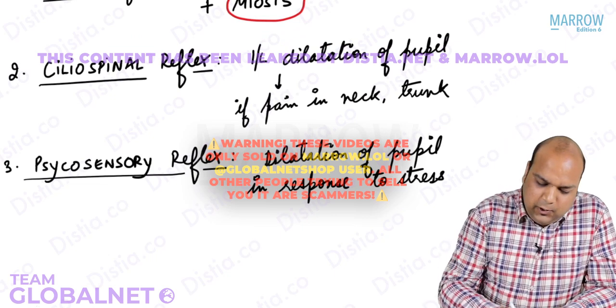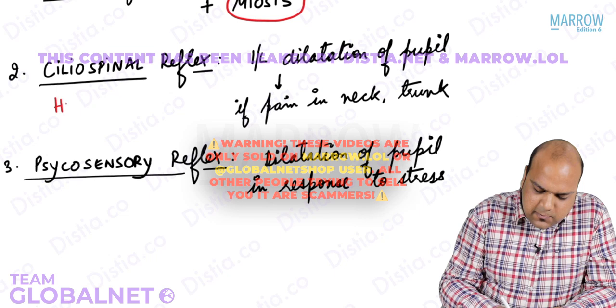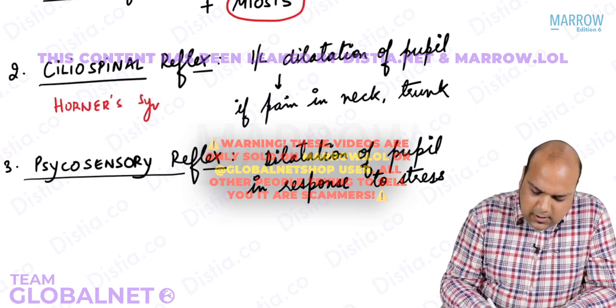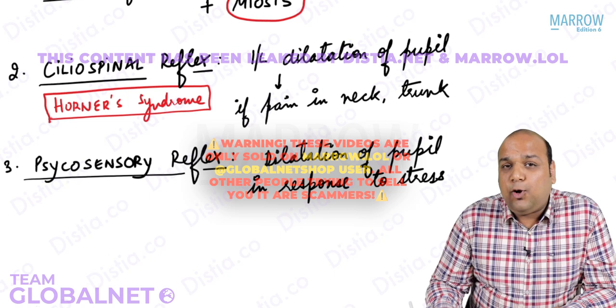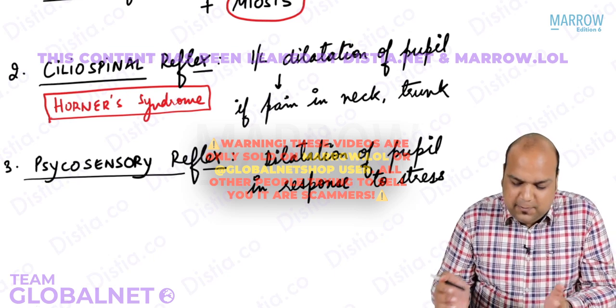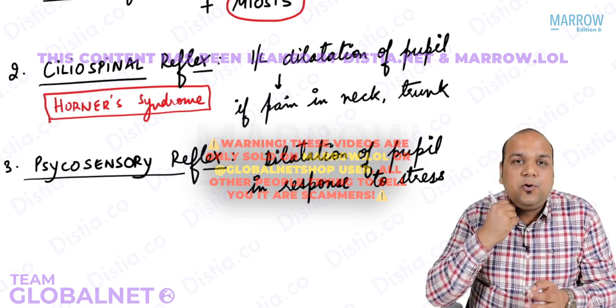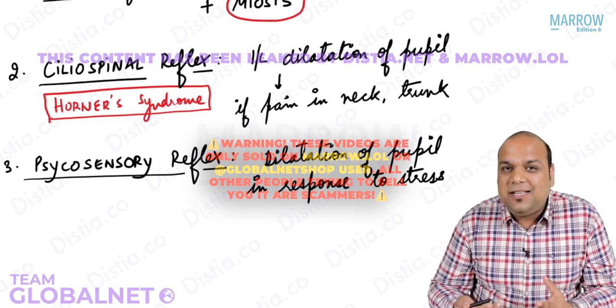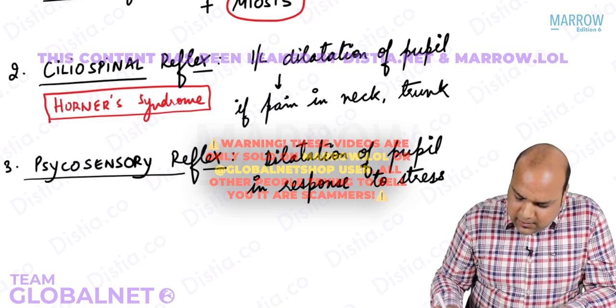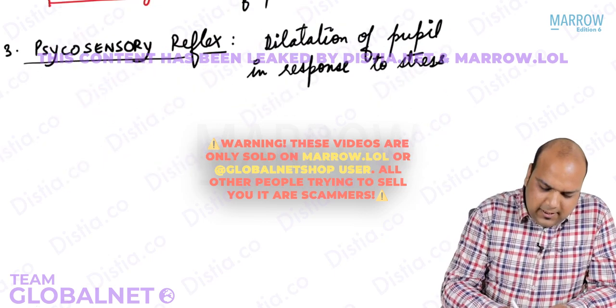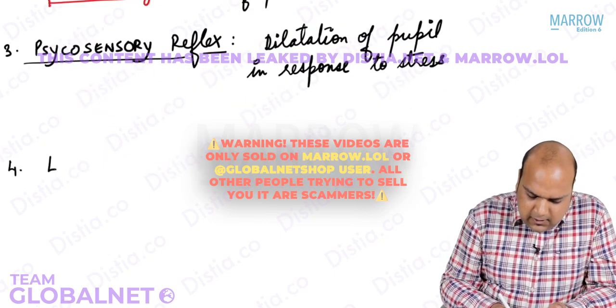Now, you may remember that ciliospinal reflex is lost in Horner's syndrome. I hope you remember the mnemonic MAPLE, everybody. L is for loss of ciliospinal reflex. So the pupil is not able to dilate in response to the pain generated on pinching the neck or the trunk. Am I making myself very clear? Now we come to the main reflex, which we can call the light reflex.